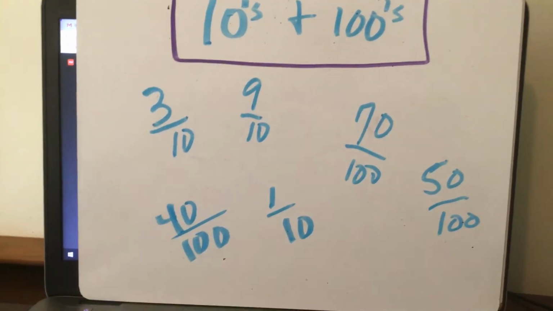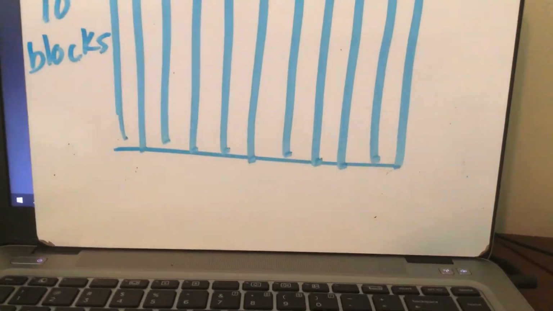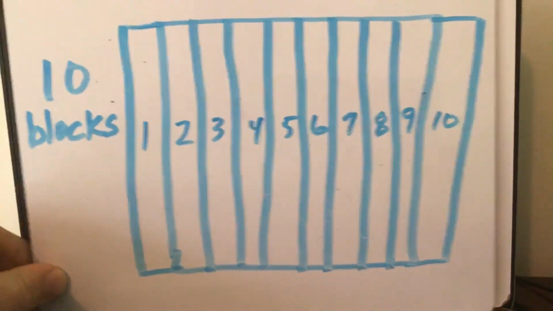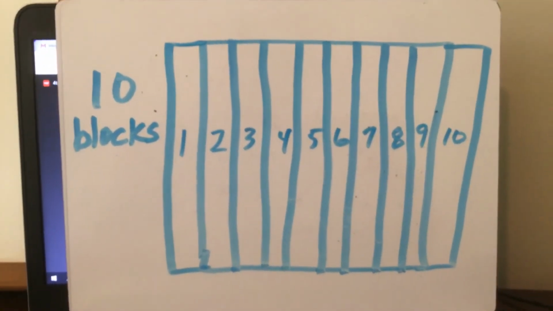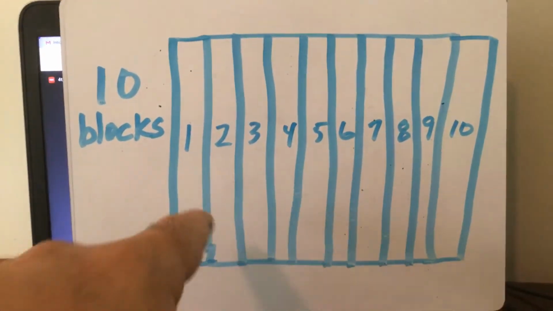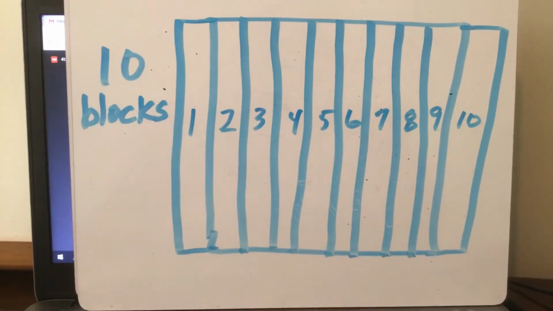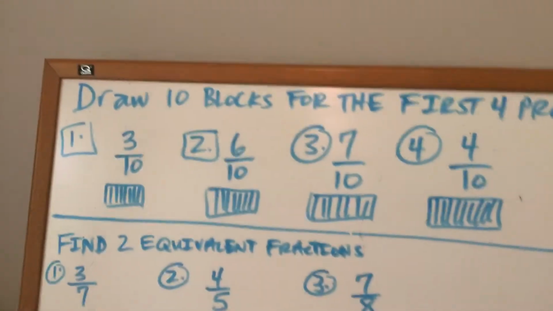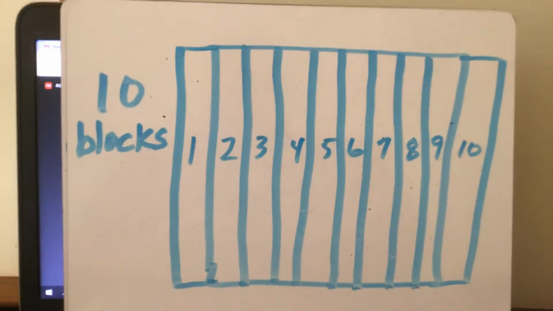So let me show you what a 10 block looks like. Okay, this is what a 10 block looks like. Now I'm going to give you a better one right here because I've already written in the 10 numbers. So if you've got a 10 block, that means you've got 10 blocks, 1 through 10. Now when you do your homework tonight, you're going to have to draw this 10 block for these first four. It says draw 10 blocks for the first four problems. You are going to have to draw this. It does not take long.